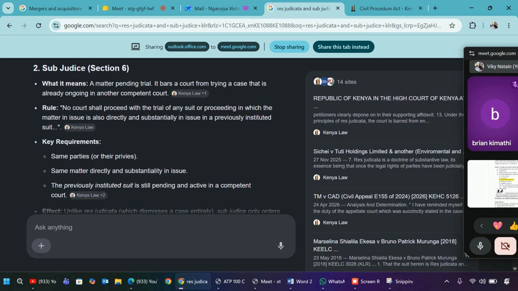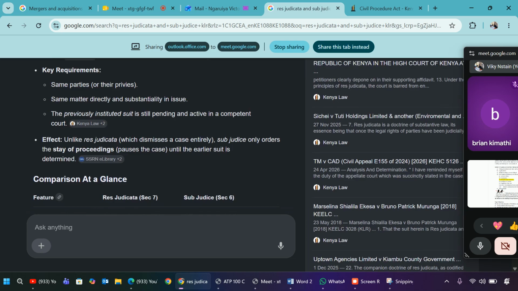So in sub judice, there are key requirements that the examiner, or the panel, will expect to see. It must have the same parties or their privies, the same matter directly and substantially in issue, and the previously instituted suit must still be pending and active in a competent court. If it is a foreign jurisdiction, then nothing bars our courts from proceeding.